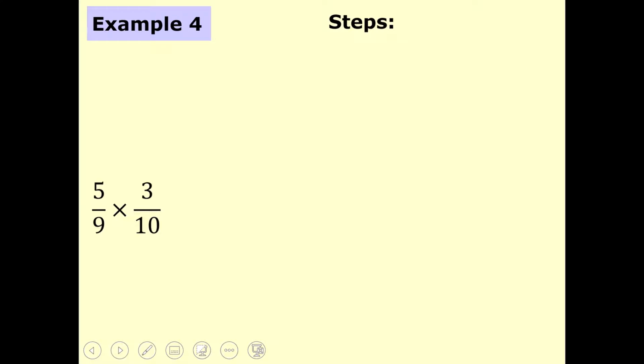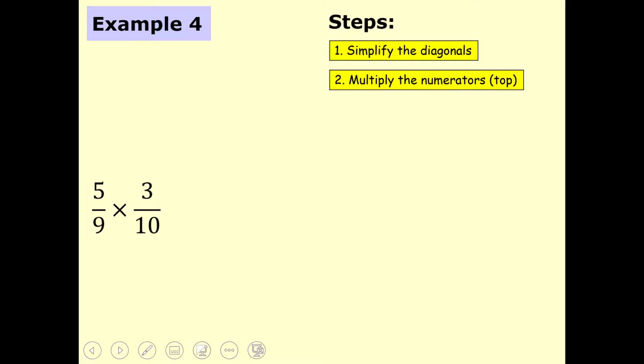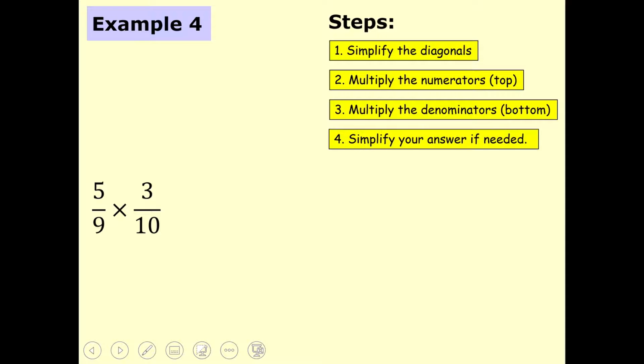And on to example 4. Again, look at our steps. Simplify the diagonals, multiply the numerators, multiply the denominators, and then simplify your answer if needed. So now let's look at the first diagonal. We've got 5 and 10. We can divide both of them by 5. So 5 divided by 5 is 1. 10 divided by 5 is 2.